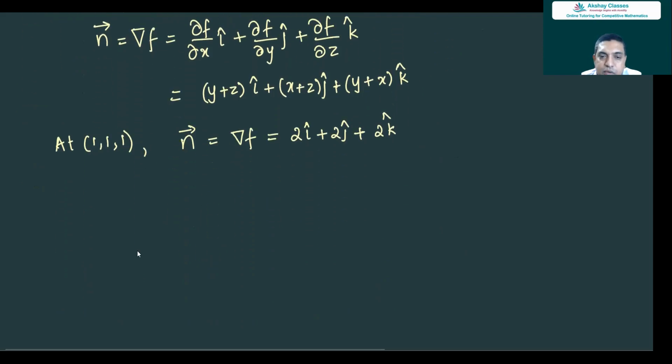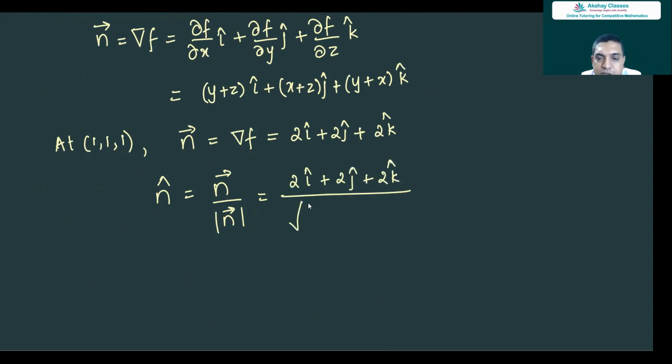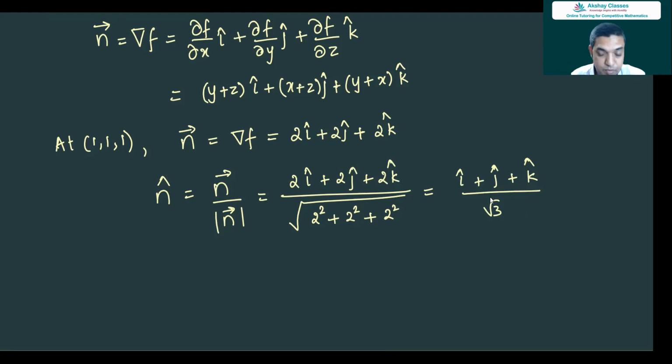All right. Now unit normal in that direction. So n cap is n bar by modulus of n bar. So 2i plus 2j plus 2k under root of 2 square plus 2 square plus 2 square. So 2 comes out, you get i plus j plus k upon root 3. So 1 by root 3 i plus 1 by root 3 j plus 1 by root 3 k. This is the unit normal.